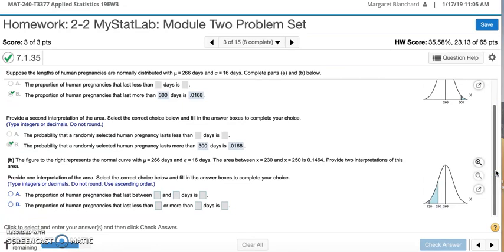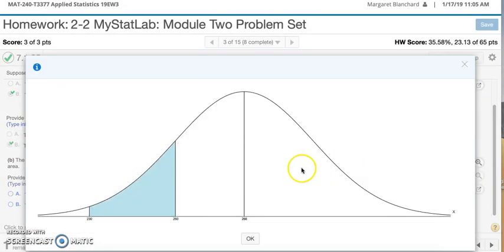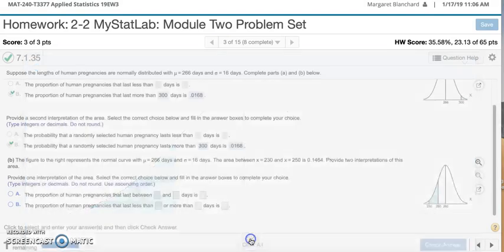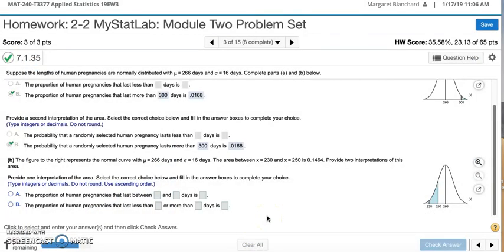Part B, the figure to the right represents the normal curve. Again, mean 266 days, sigma equal to 16 days. The area between x equals 230 and x equals 250 is 0.1464. Provide two interpretations of this area. Okay, so again, we had our graph up there. Now let's take a bigger look. Again, we have our mean here at 266. Here we have two values, 230 and 250. We're looking at the shaded area in between the two, not less than, not more than, but in between those two values.